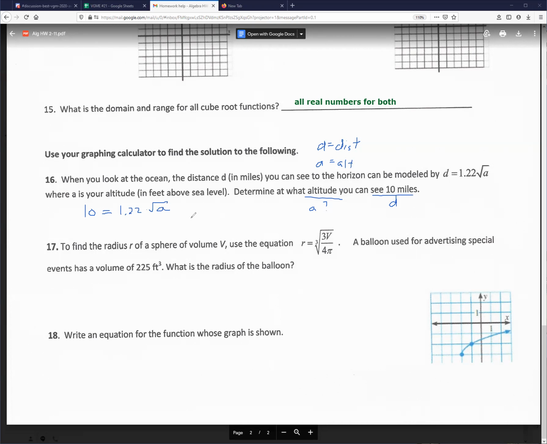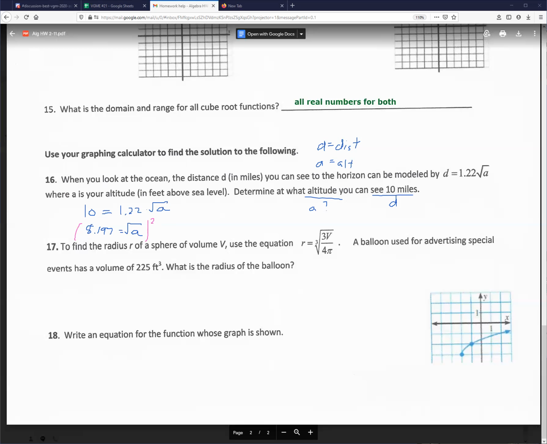All right, we're going to have to grab a calculator for this one, obviously. So we'll divide by 1.22, and we will get that 8.197 is the square root of A. Now, to get A by itself, what do we have to do? We have to undo a square root. How do you undo a square root? You square both sides. So let's square that number.